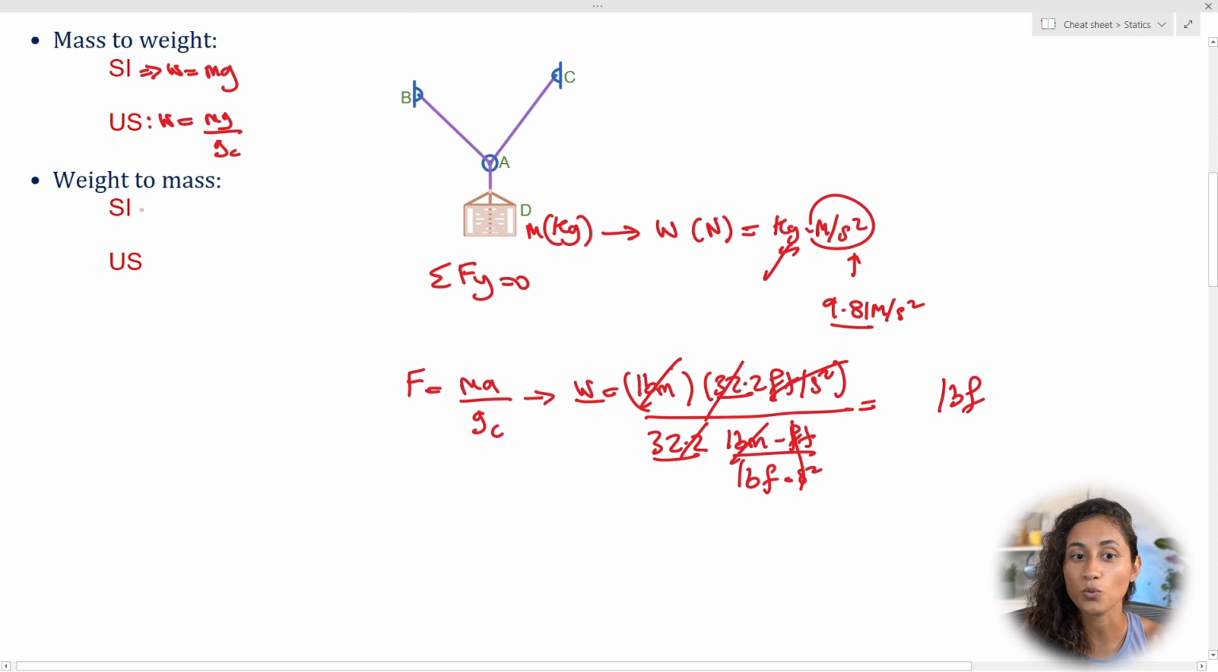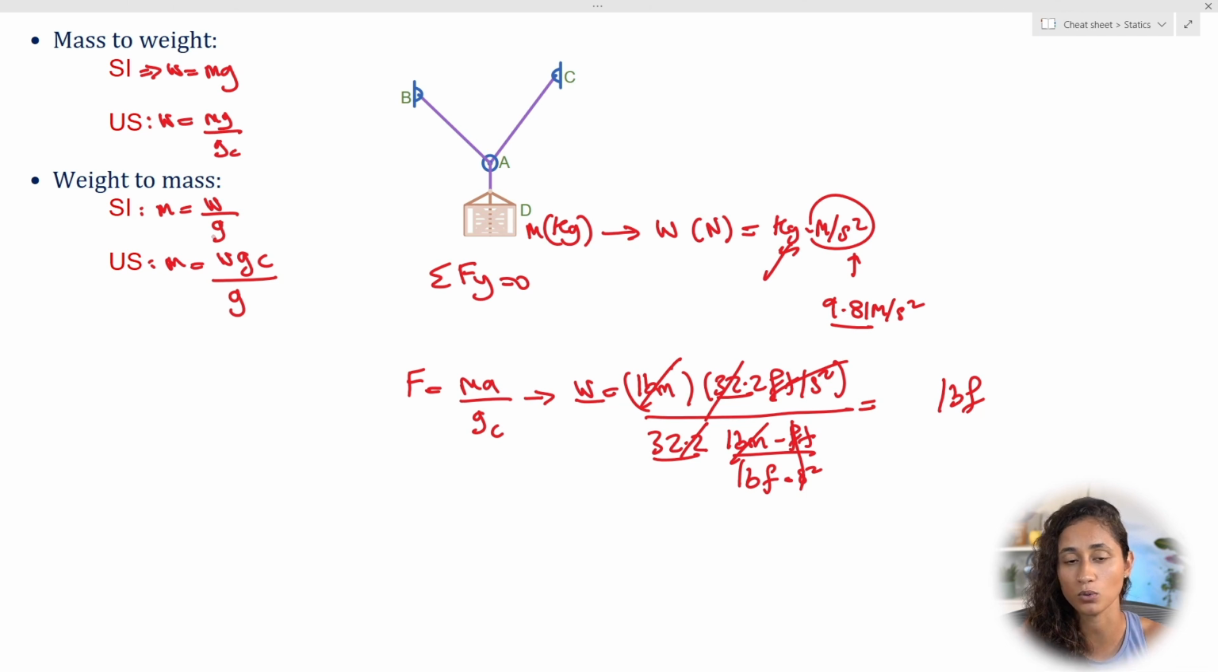Now, let's go over weight to mass. So to do this, we're just going to do the opposite of what we did here. So m is just going to be equal to w over g. And then for US, it's going to be m is equal to w times gc, and then we're going to divide it by g. Now, going from weight to mass is actually more common under dynamics. So when we are dealing with momentum problems, sometimes we are given the weight and we have to use the mass, so we'll have to convert. But I will cover that in another video, so just keep it in mind for now.